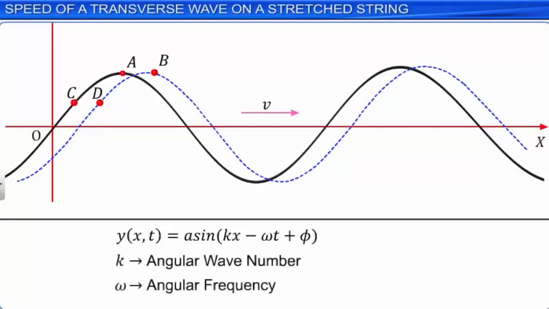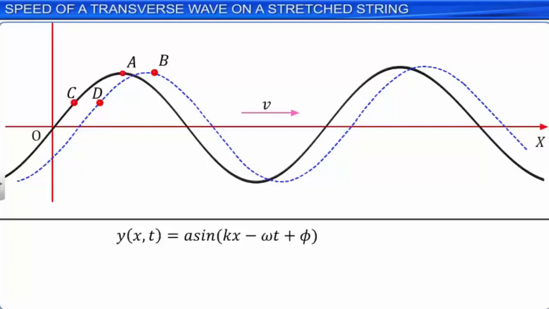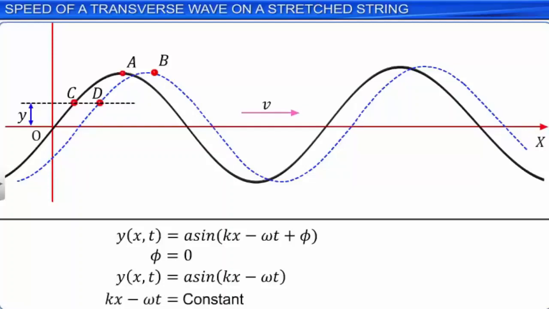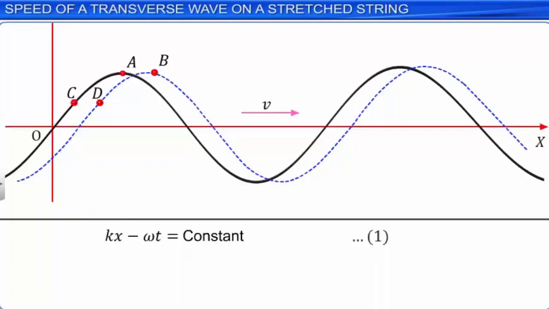For particles C and D, y is the same. Therefore, kx − ωt is a constant. Let this be equation 1. As the wave propagates, the values of x and t between particles C and D are changing. So, to keep the value of kx − ωt constant, as x increases, t should also increase. To find the speed of the wave v, we differentiate equation 1 with respect to time t.